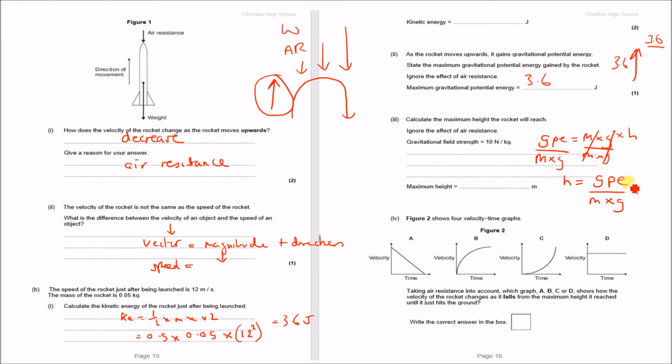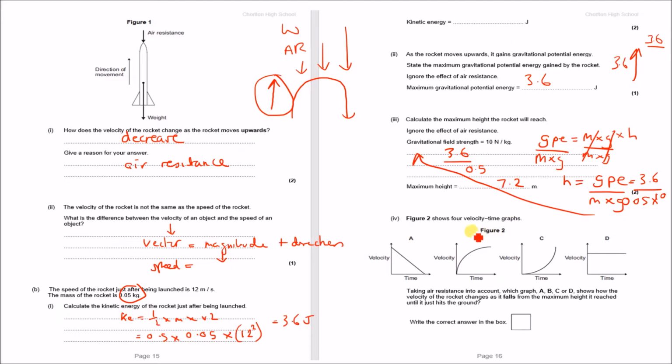So what's our GPE? It's 3.6. I'm going to divide that by the mass, and the mass is down here in the question, 0.05. And we times that by g, which is 10. Please show your working out in the exam. 3.6 divided by 0.5 will give you an answer of 7.2 meters. So that's how high it's going to go.